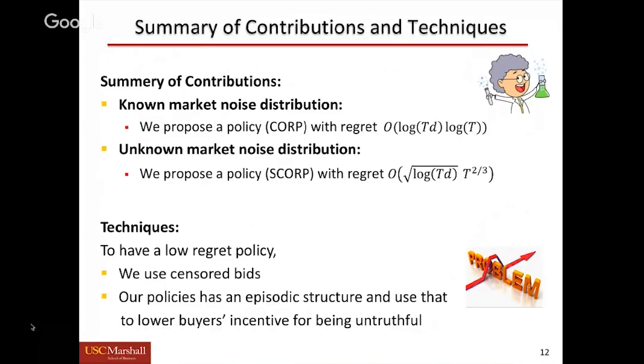And okay, what techniques do we use? I will explain more on the techniques later, but just to give you a heads up. The challenge, as I said, is that the buyers are strategic. So we want to come up with a policy that somehow reduces the incentive of buyers to be strategic. One technique that we use is that instead of relying on the bids, we only use the censored bids. This way, the buyers know that their bids are not going to be used directly, but only a censored version of them. So they have less incentive to manipulate the system. And the second one is that the policy that we propose has an episodic structure. When you combine this structure with the assumption that buyers have discounted utility, you'll see that this episodic structure actually helps reduce the incentive of the buyer. So I'll explain this in more detail later.